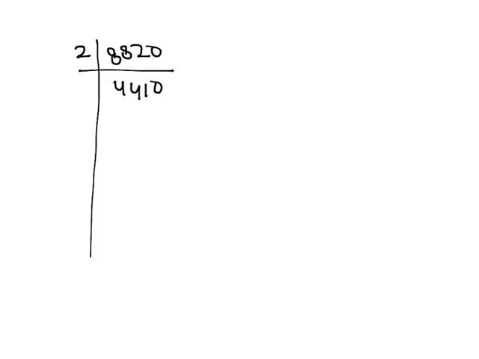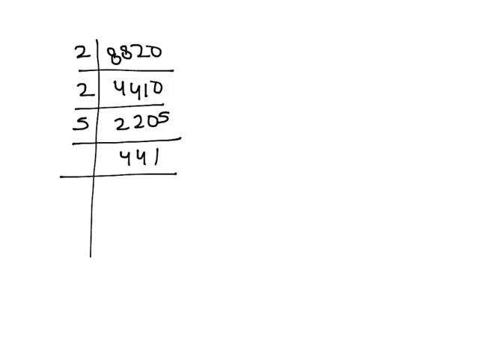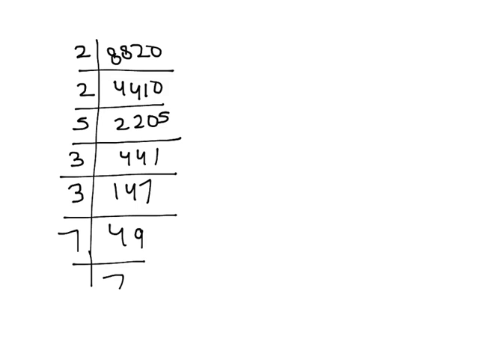Next number we have is 8820. So now let's start dividing it by 2. We will get 4410. Here we will get 2205. Here we will get 5. We will get 441. Next 3, 147. Then we'll divide by 3, it will give us 49, 7, 7, and then 1.